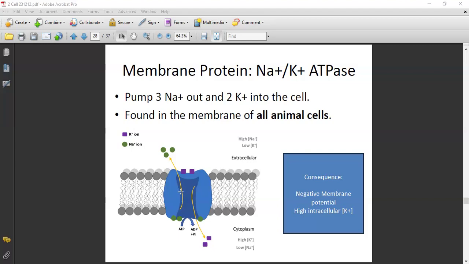These proteins anchor on the membrane. Where is it? It's on the cell membrane. It's a membrane protein. What does it do? Location and function. What does this do? This one will use ATP as a fuel to pump.